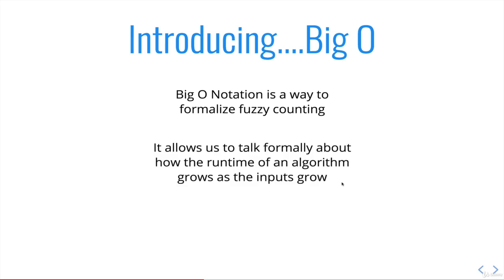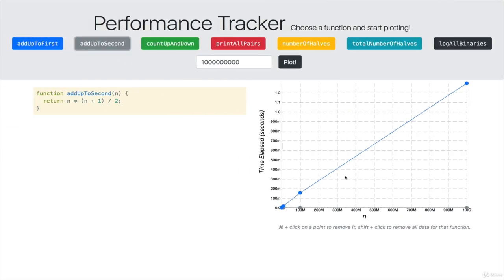It allows us to talk in a very formal way about how the runtime of an algorithm grows as the inputs grow. That's it. It's a way of describing the relationship between the input to a function as it grows and how that changes the runtime of that function, the relationship between the input size and the time relative to that input. So we don't care about the other details, only the broad trends.